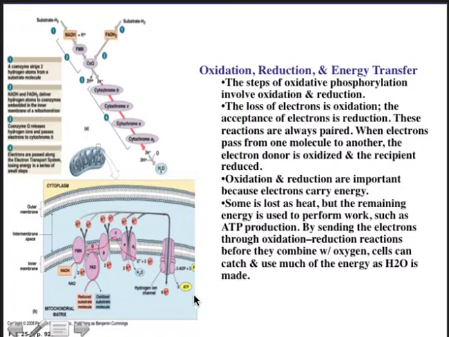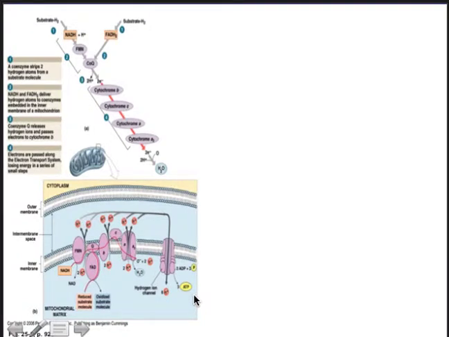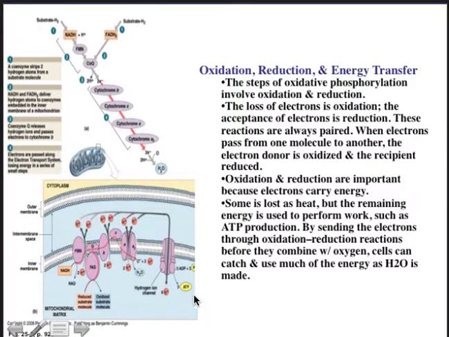Some of this is lost as heat, but the remaining energy is used to do work, such as perform ATP production. By sending the electrons through the oxidation reduction reactions before they combine with oxygen, cells can catch and use as much of the energy as possible as water is made. Okay, and so again, it's the free flow of these electrons that keeps the chain running and that keeps the proton gradient established, which is then used directly to generate ATP.